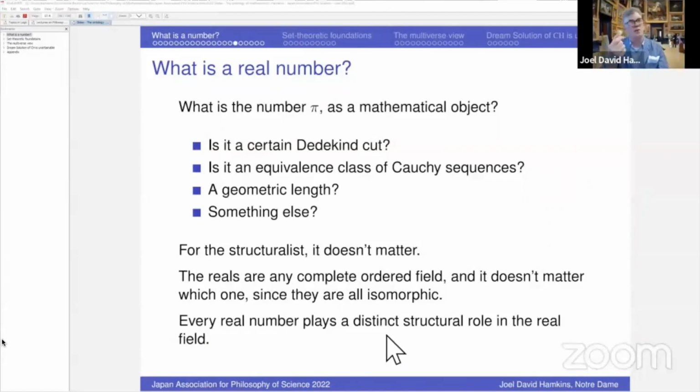Every real number plays a distinct structural role in the real field. If you have a real number, the way that it cuts the rationals is unique for that real number. This is a kind of structural role that every real number plays, and they're all different.